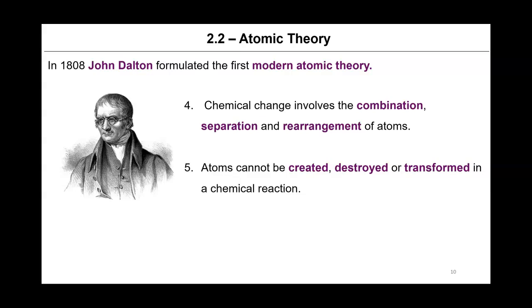The fourth point that John Dalton made was that when a chemical change occurs, what is happening is the way that atoms are connected to one another is being modified in some way. That is, that chemical change involves the combination, separation, and rearrangement of atoms. So this is a classic chemical change. It is the combustion of methane to make carbon dioxide and water.